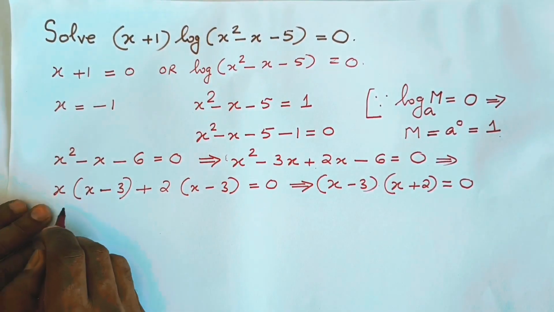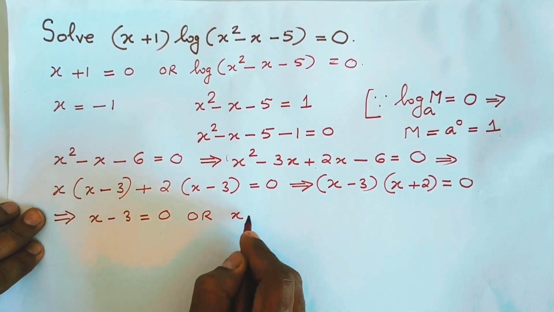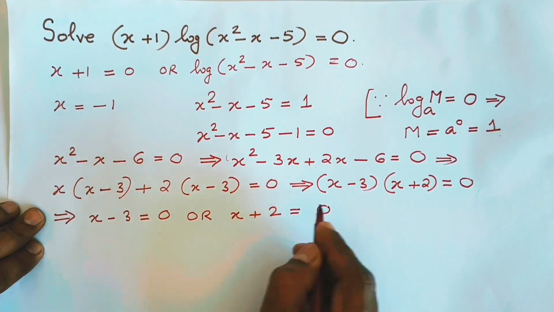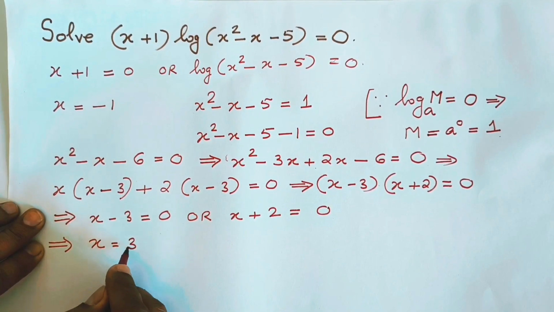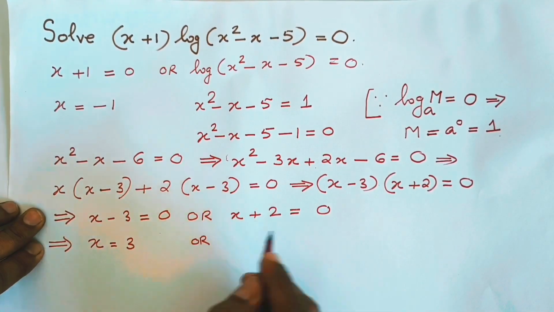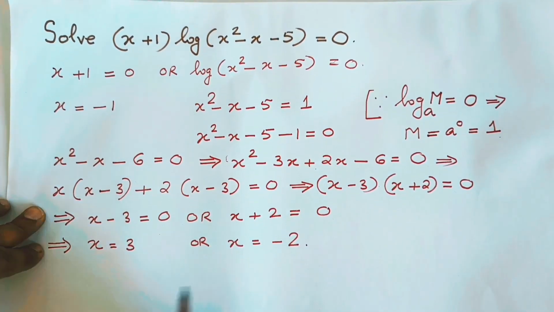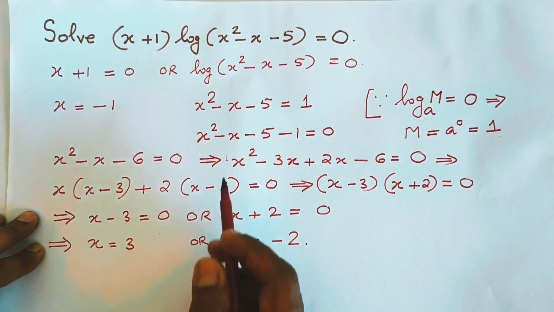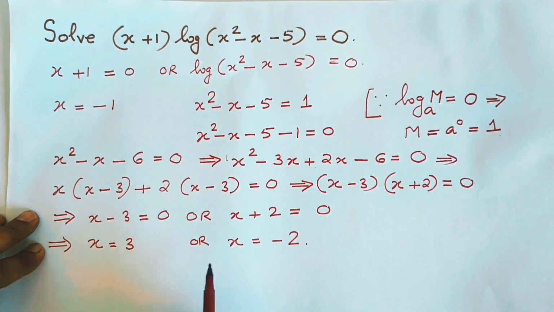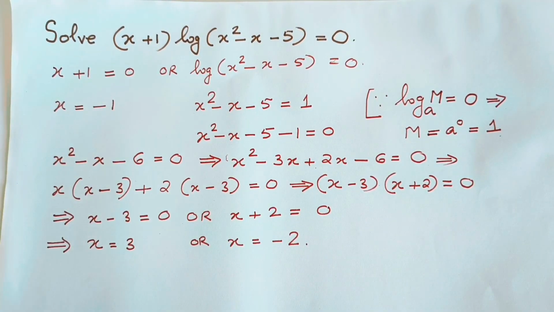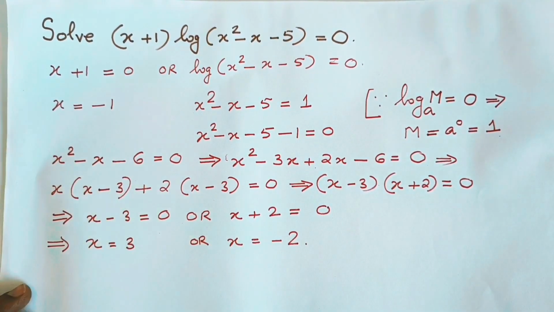And this implies what? x - 3 equal to 0 or x + 2 equal to 0. Taking 3 to the other side, x equals 3, or taking 2 to the right side, x equals minus 2. So we got two more solutions for the whole equation. These are the solutions of this quadratic equation and they are the solutions of the given equation. So basically, you have found three solutions or roots: minus 1, 3 and minus 2.